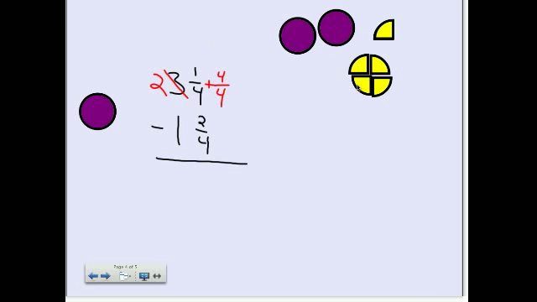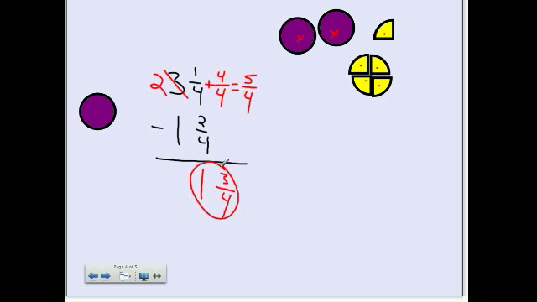So now you can see I still have 3 1/4, but I took one of my circles and I divided it into fourths. So the one that I borrowed, I wrote as 4/4. So now I have the 4/4 that I just renamed, the 1/4 that I already had, and that equals 5/4. So you can see I have 1, 2, and 1, 2, 3, 4, 5/4. 5/4 minus 2/4 is 3/4. 2 minus 1 is 1. So our answer is 1 3/4.